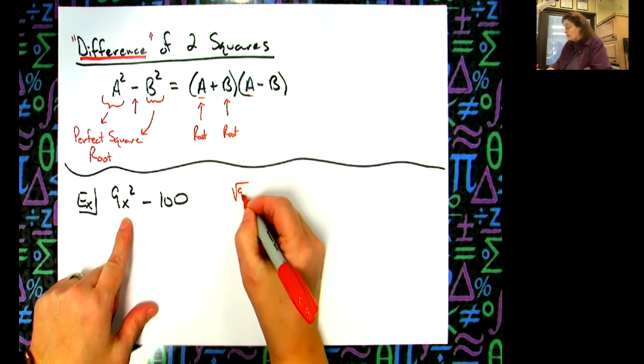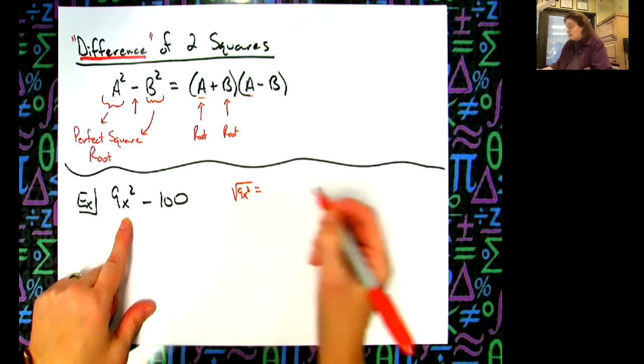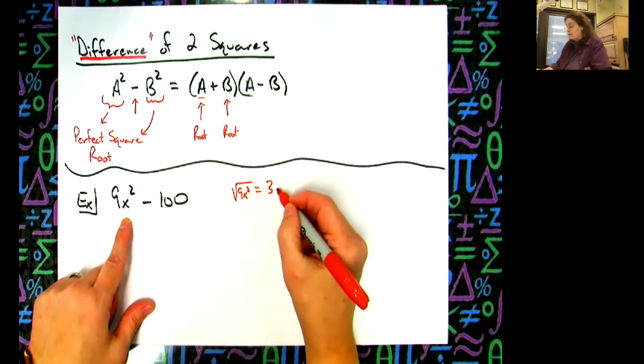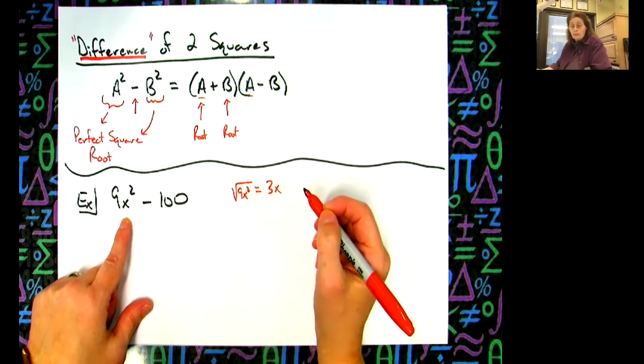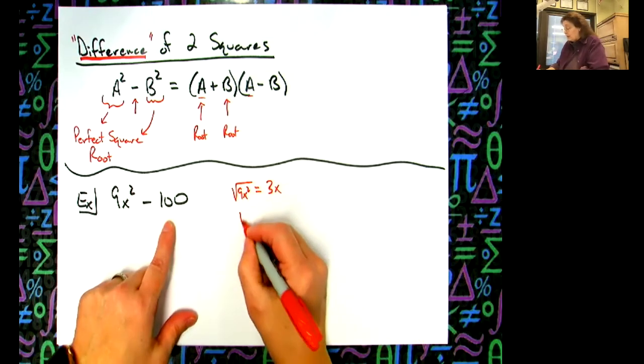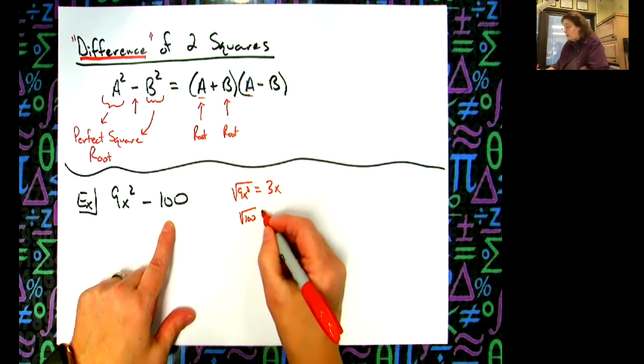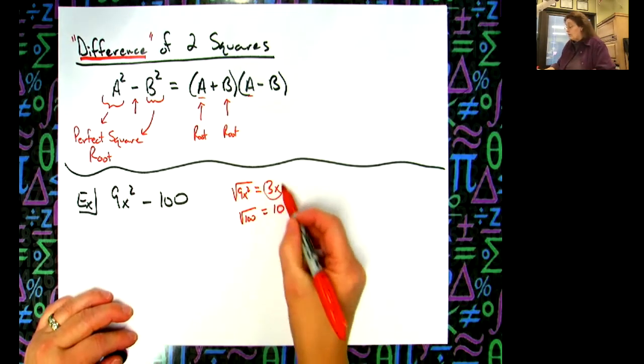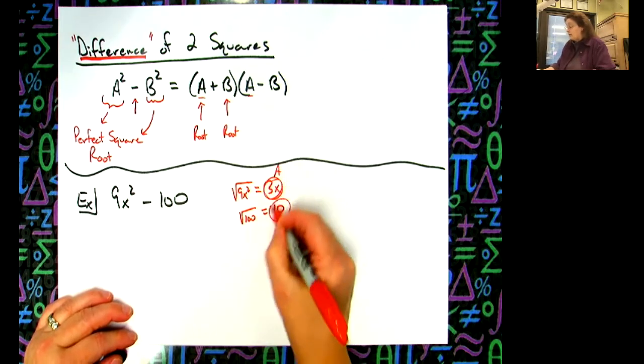Can I do the square root of 9x squared? All right, well, square root of 9 is 3. Square root of x squared is x. So I can take a perfect square root of that. And then can I take the perfect square root of 100? Yep, I get 10. All right, so then in other words, this is my a, and this is my b.